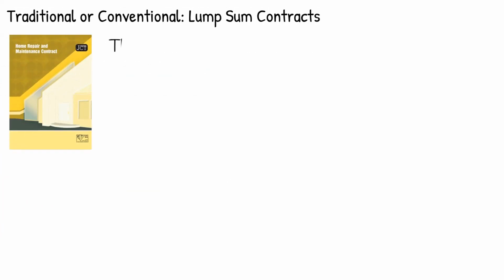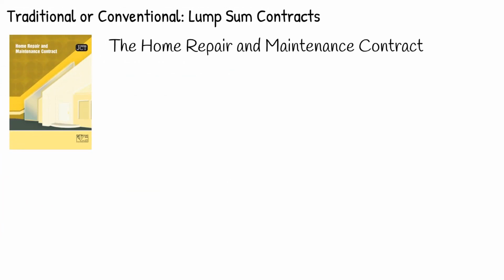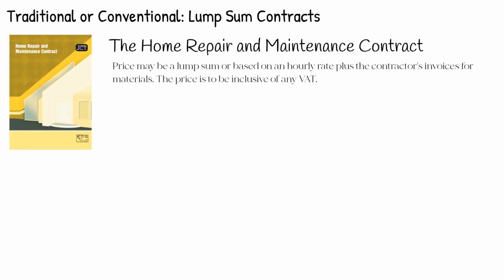Home repair and maintenance contract. Price may be lump sum or based on an hourly rate plus the contractor's invoices for materials. The price should also be inclusive of any VAT. This contract is most appropriate for small-scale repairs and maintenance of straightforward nature to domestic buildings.